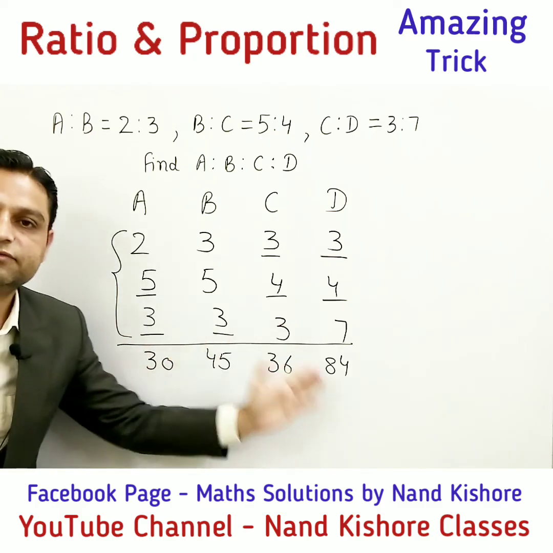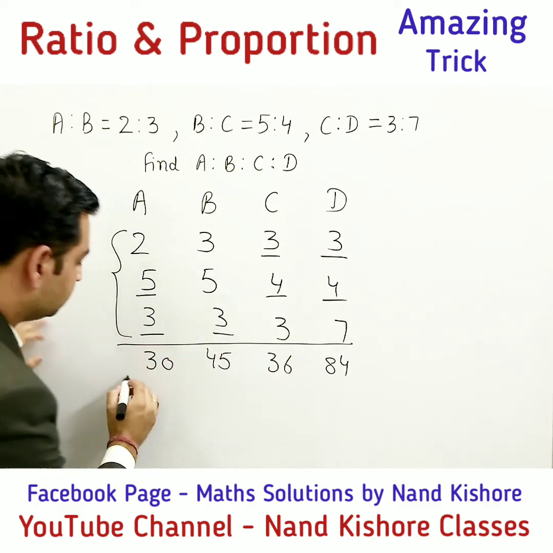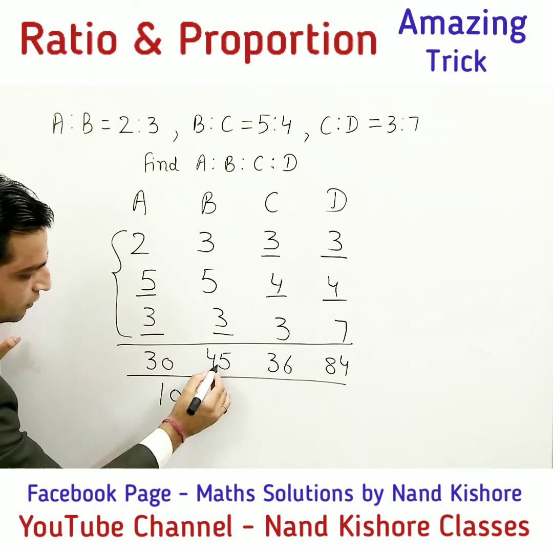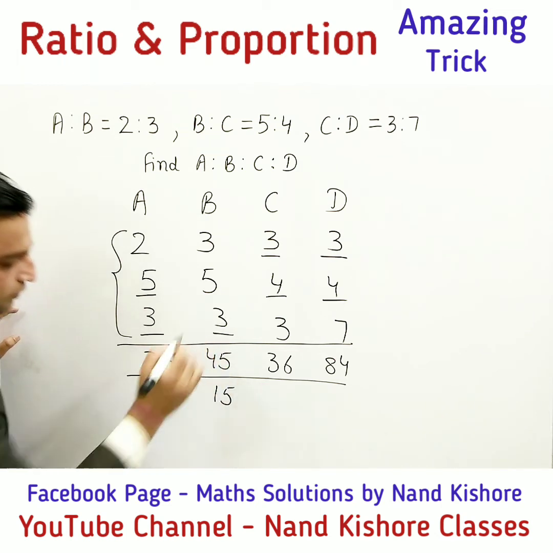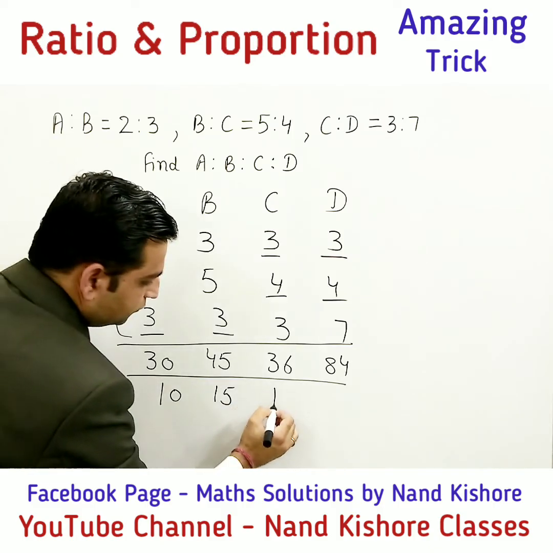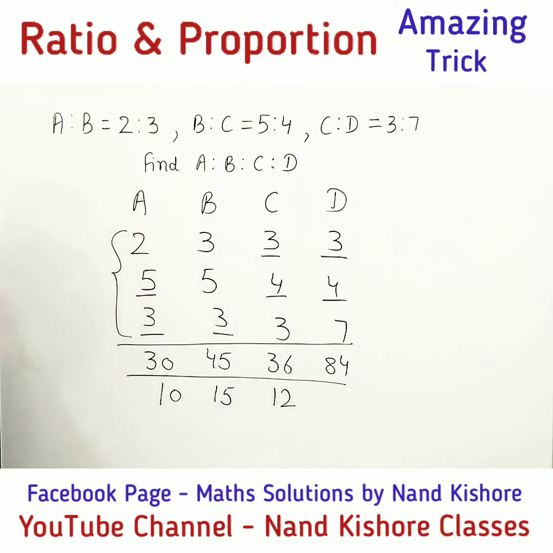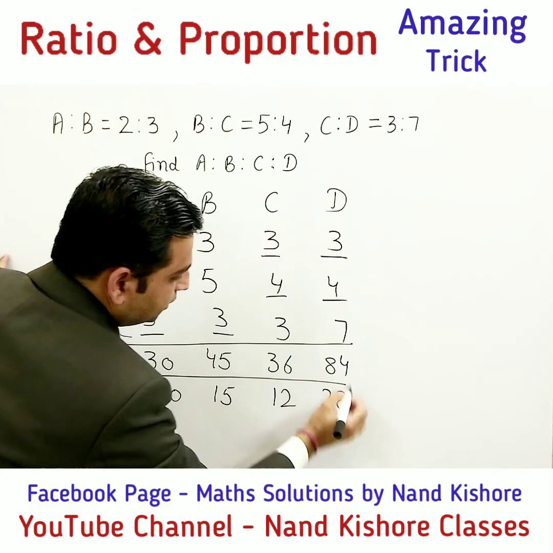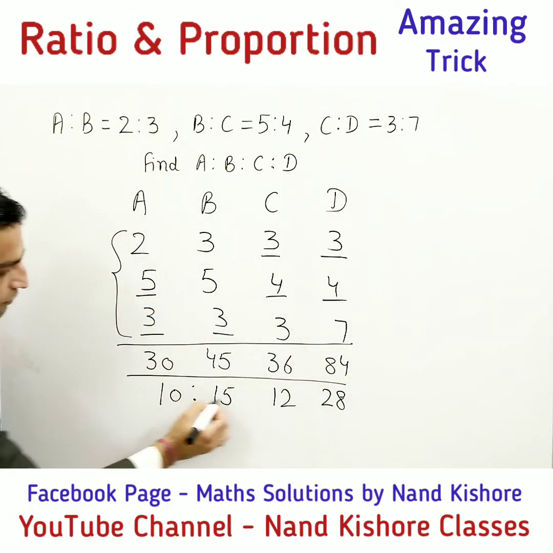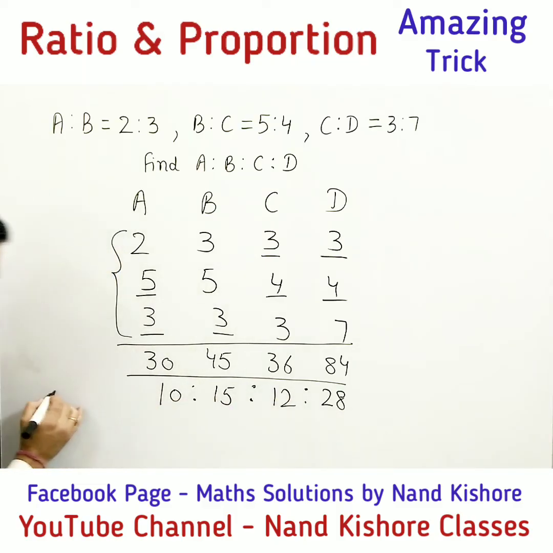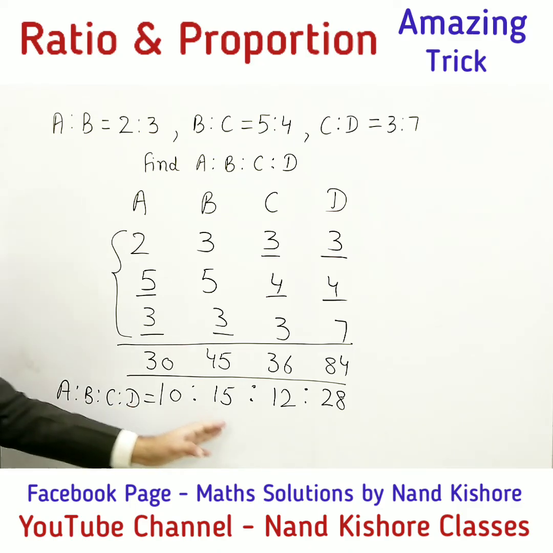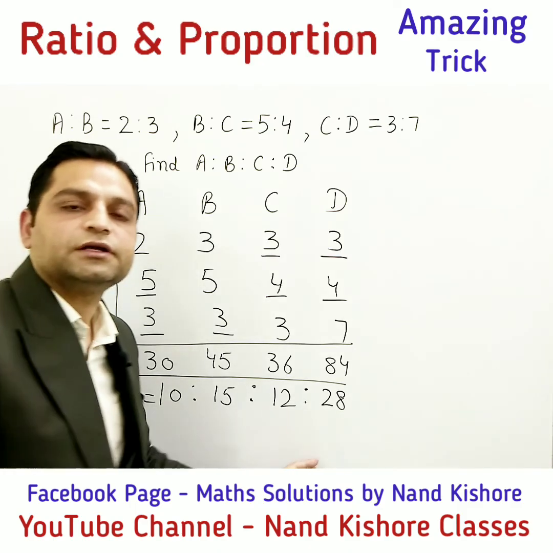It is divisible by 3, so let us divide it by 3. 3 10s are 30. 3 15s are 45. 3 12s are 36. And in the table of 3, it will be 28. So this is our final answer, the value of A ratio B ratio C ratio D. We have got 10 ratio 15 ratio 12 ratio 28.